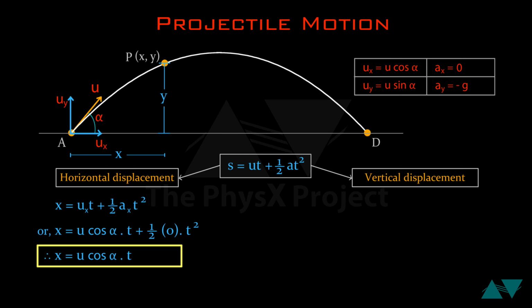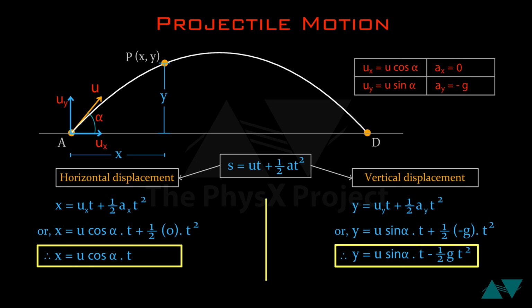For vertical displacement, we are going to use y for s, uy for u, and ay for a. For the next line, we are going to replace uy with u sin alpha and ay with negative g from our table. Therefore, vertical displacement y equals u sin alpha into t minus half g t squared.